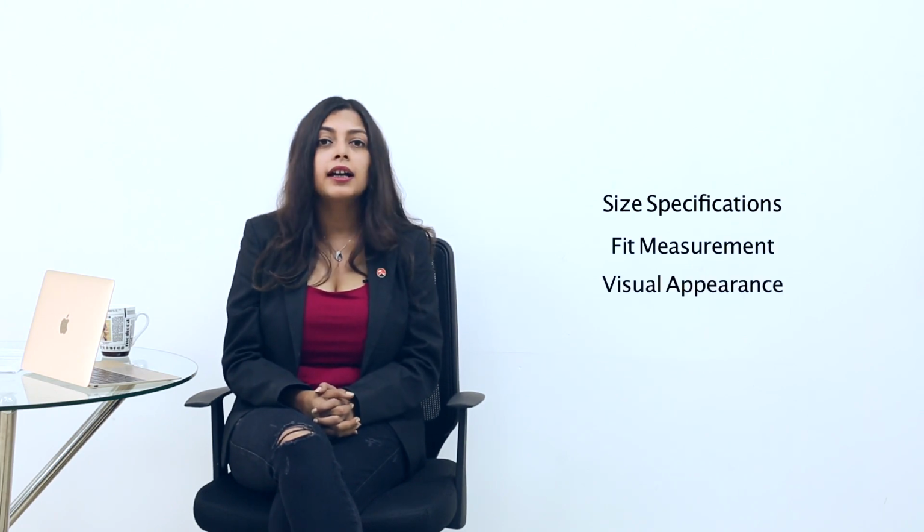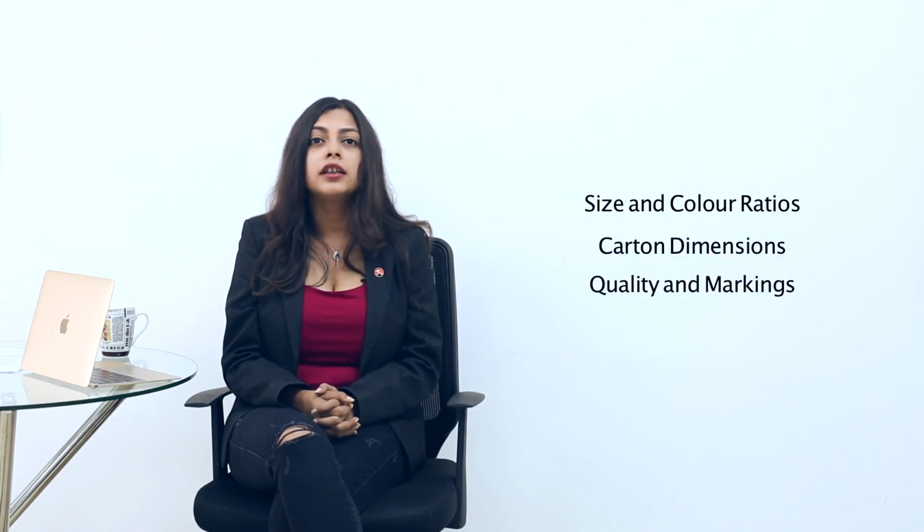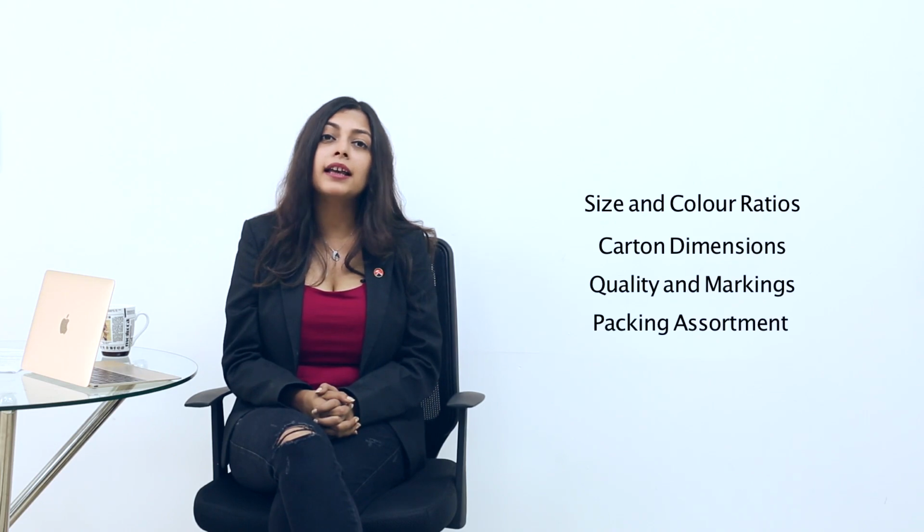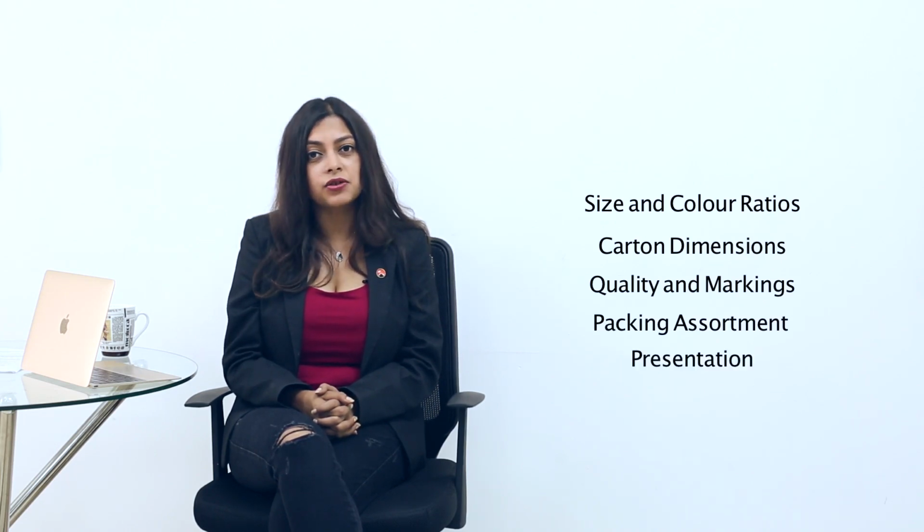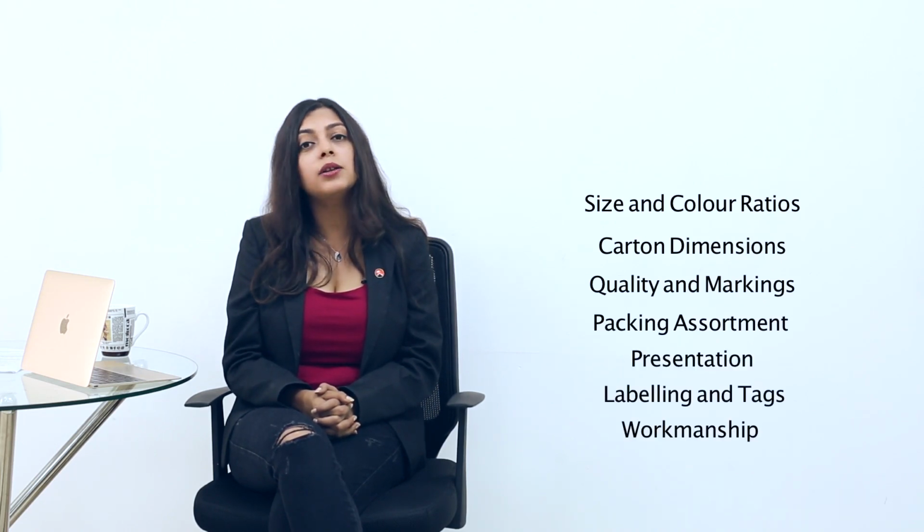The cartons are selected at random and marked to avoid reselection. The major points inspected at this stage are size specification for the garment, fit measurement, garment's visual appearance, feel, style, the quantity of the pieces, size and color ratios of the quantity, the carton dimensions, the quality and markings, packing assortment, presentation, labeling and tags, and the workmanship.